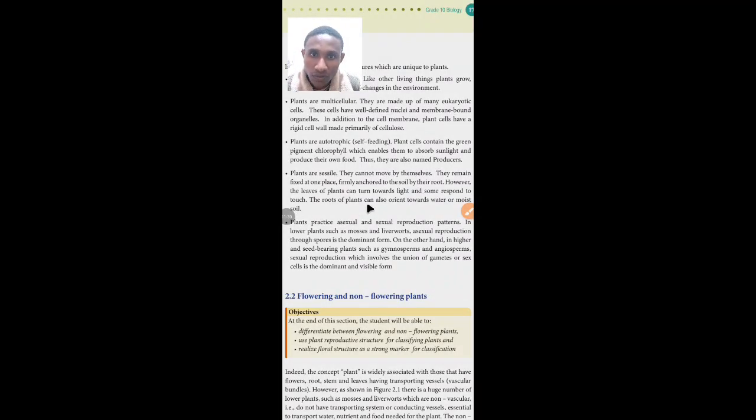Next, it says the roots of the plants can also orient towards water or moist areas, because plants can respond to different directional stimuli, like water, like sunlight, and also geotropism to the earth, and others. So plants respond to different stimuli in different ways.